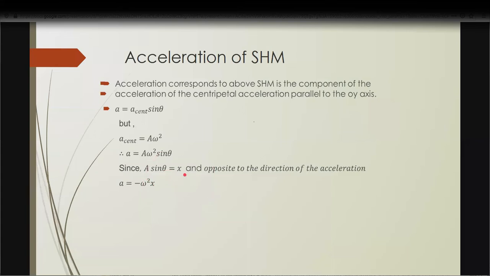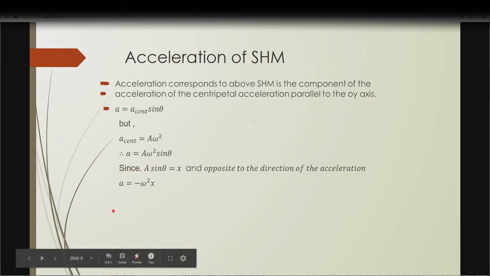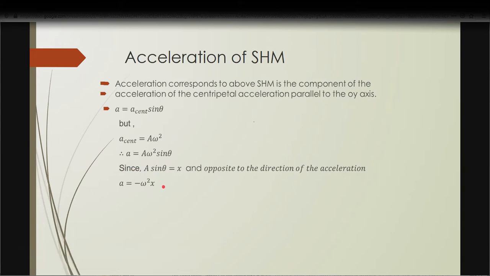And this is opposite to the direction of the acceleration. So we can rewrite this as a equals minus omega squared x. This is the characteristic equation for simple harmonic motion. Here, this omega squared corresponds to the k we obtained earlier. So this is the general equation.